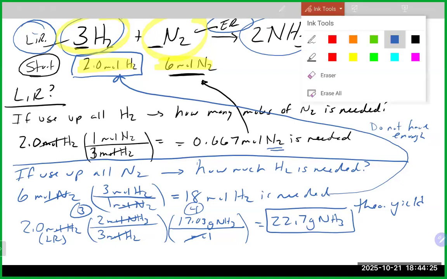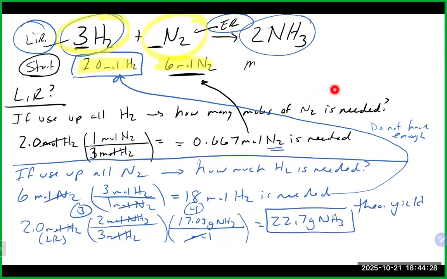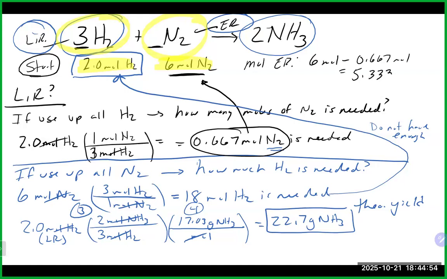So we could actually figure out how much of that excess reagent will be left over by taking the moles of my excess reagent that I started with, which was 6 moles, and subtracting the moles that were needed to use up the limiting reagent, which was 0.667 moles. And that would tell me that at the end of this reaction, I will have approximately 5.333 moles of N2 left over. And if you want to know how many grams that would be, you can use the molar mass of N2 and figure out how many grams that would be as well.